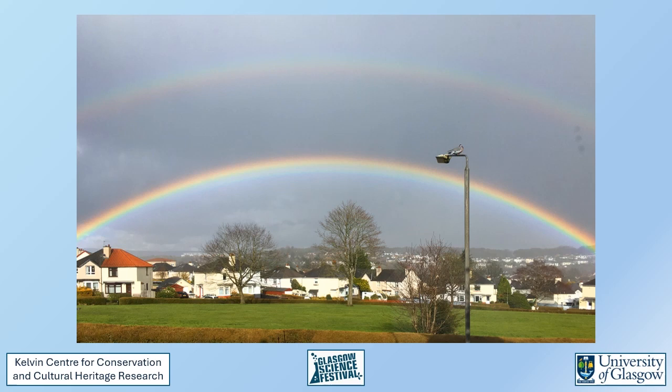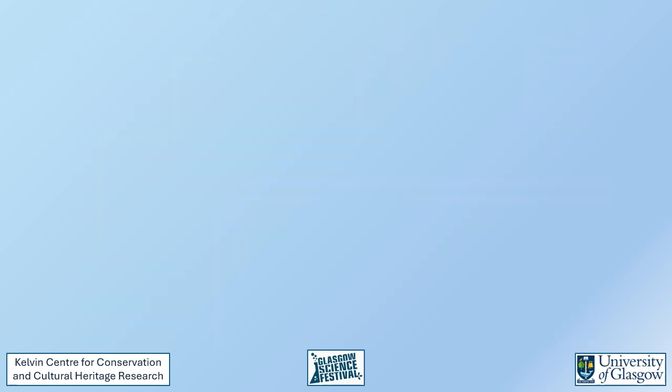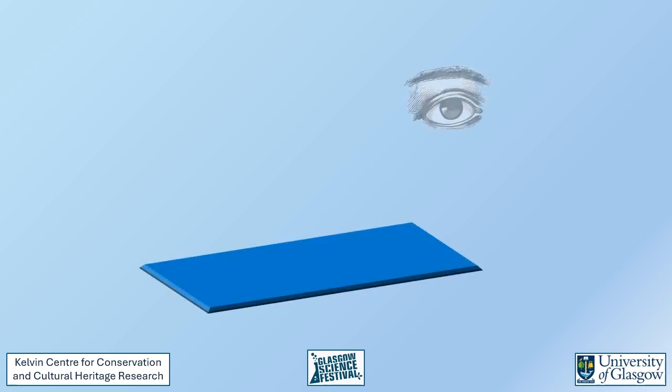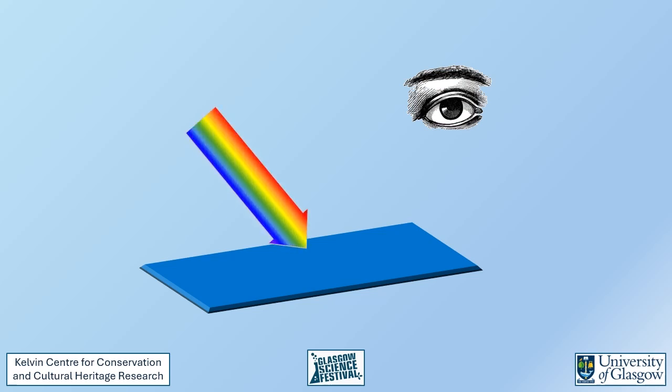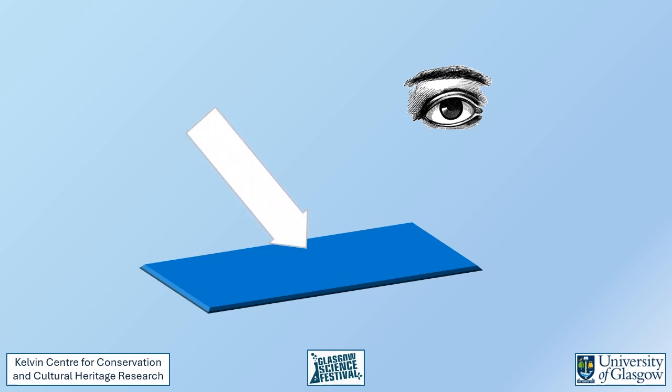Coloured materials and objects interact with visible light in different ways. They absorb some of the parts of the white light and reflect others, leading to the colours we see. We can think about this with a couple of examples. Here we have a blue object and an observer. When white light shines onto the object, and remember that white light is made up of all of the colours we can see, some of the light is absorbed and some is reflected. A blue object will absorb green, yellow and red light and reflect blue light, which is what we see.